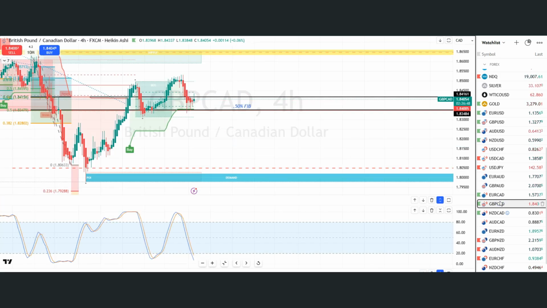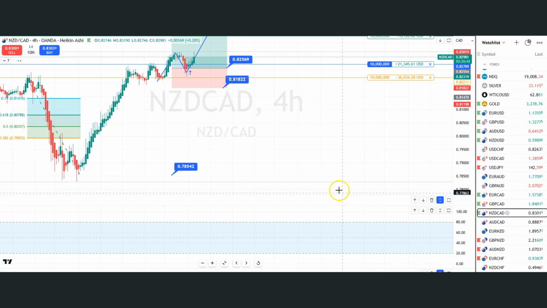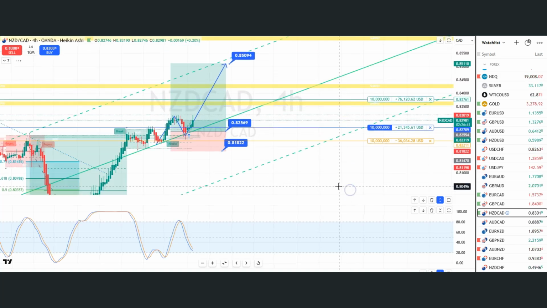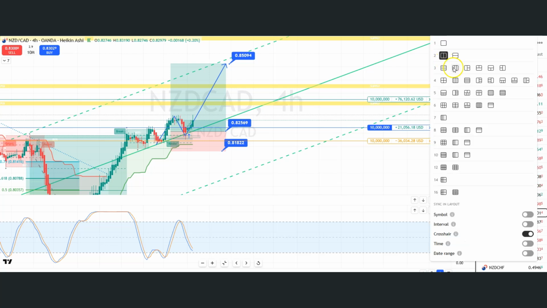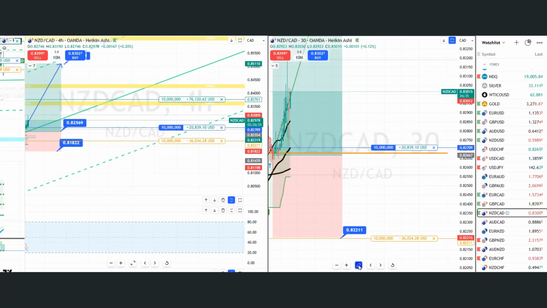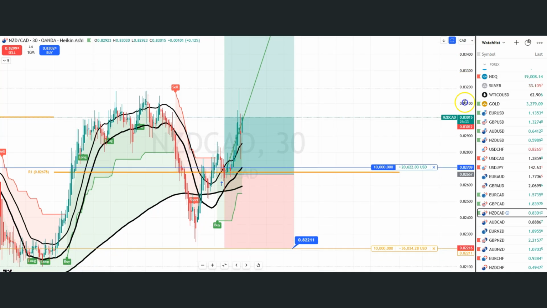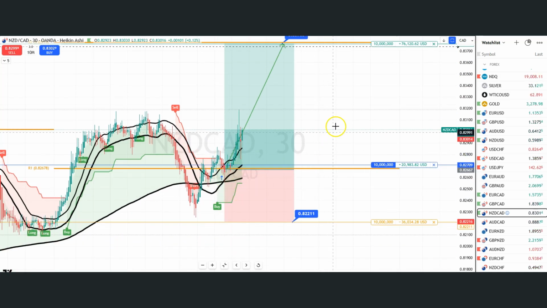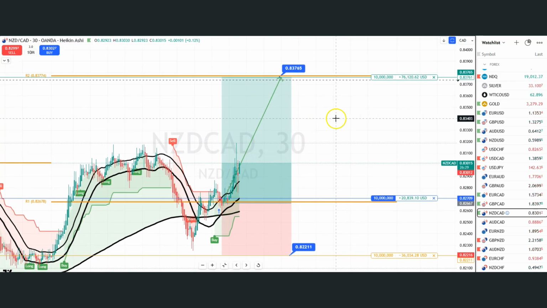Pound Canadian doing exactly the same thing. Don't trade both. New Zealand Canadian is making money. Fantastic. We can see why. I mentioned this earlier in the coaching session. You can see that the 30-minute chart is working really, really well, and it's converted, and it's making profits, and it's heading for 83.76.